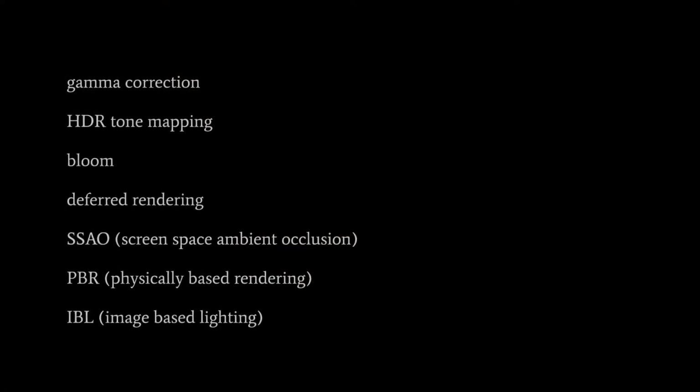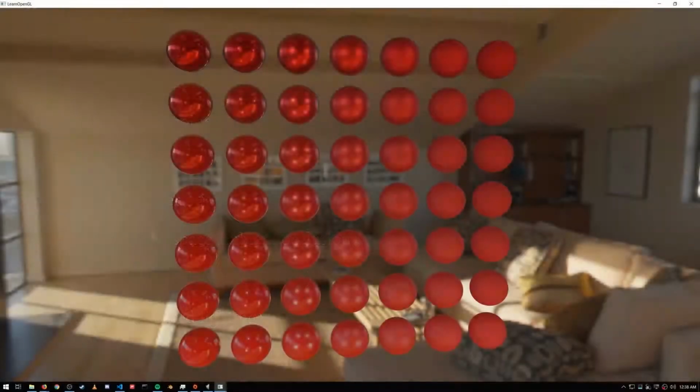Lastly, we'll cover gamma correction, HDR tone mapping, bloom, deferred rendering, screen space ambient occlusion, and we'll at least cover the basics of physically based rendering and image-based lighting, which are both quite complicated topics that get into some more advanced physics and math. This example here uses physically based rendering and image-based lighting.